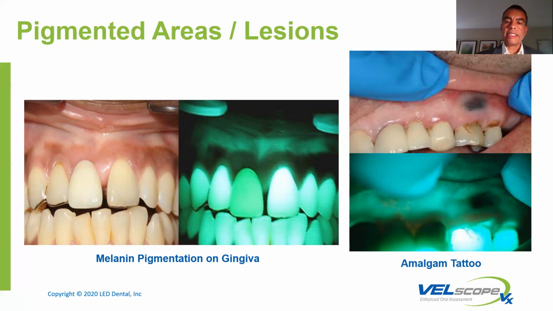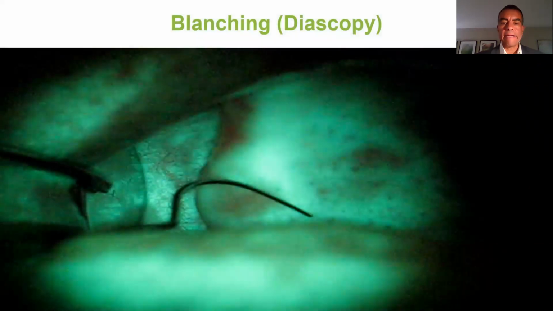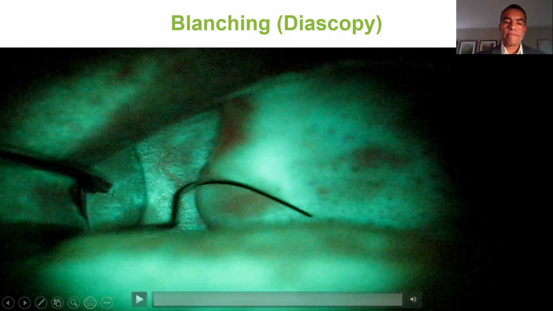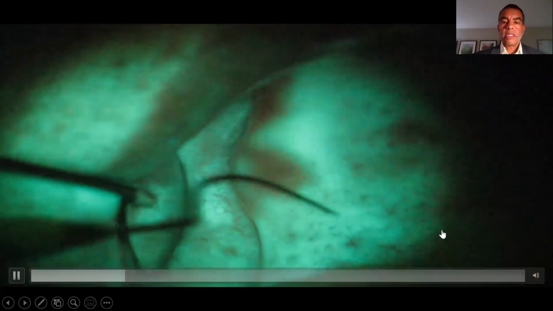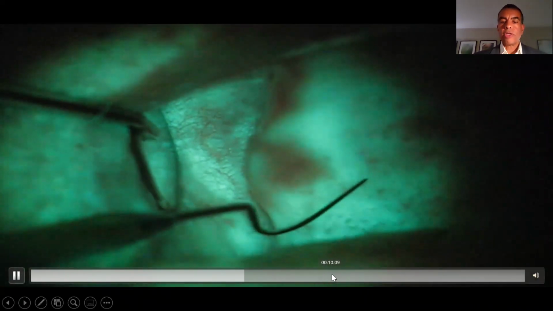So one of the techniques that I want you to think about and incorporate every time is a blanching technique. So when we see something abnormal, take your explorer, turn your mirror around, use the little skinny part of your mirror and gently rub across it. And if you notice here, open up a little bit bigger. There we go. You see the hygienist is rubbing across it, and it's turning green.